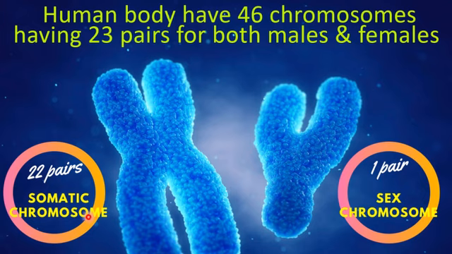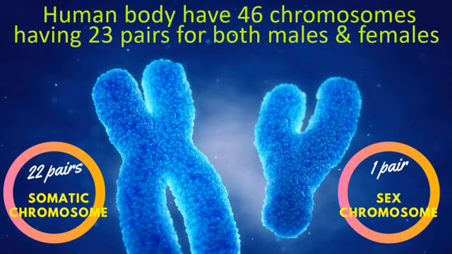Chromosome can be an autosome or sex. An autosome does not decide the sex of an organism, while the sex chromosome does tell the sex of an organism. Again, 22 pairs for the somatic and 1 pair for the sex chromosome. And this sex chromosome is the focus of our lesson number 2.